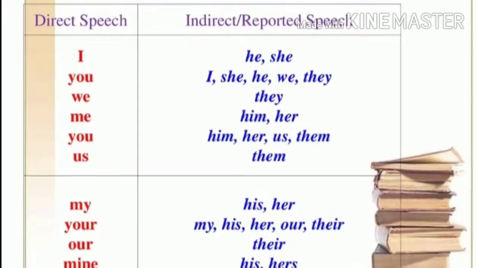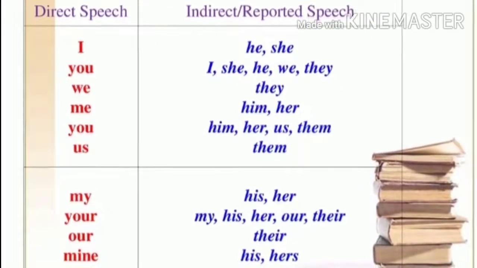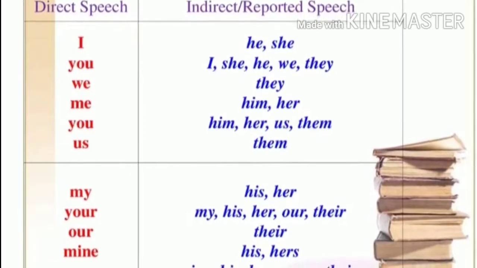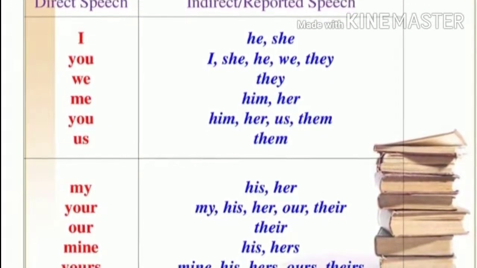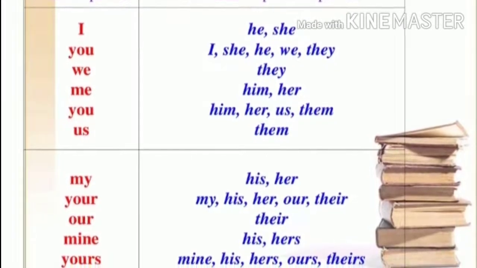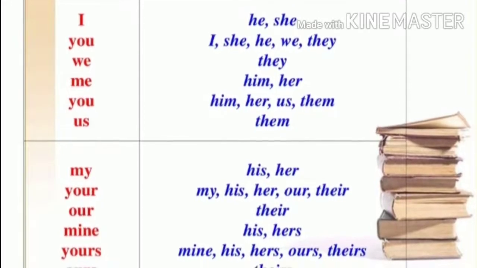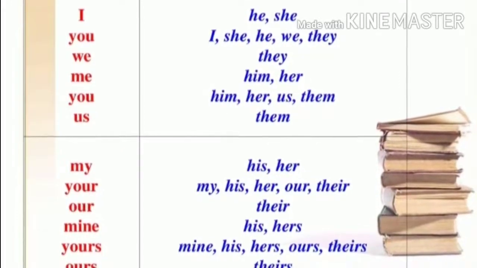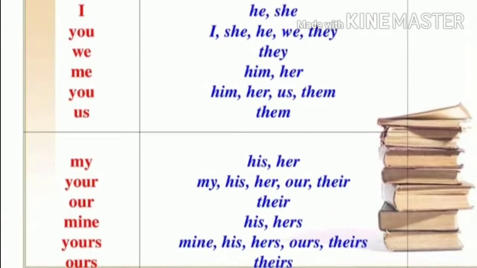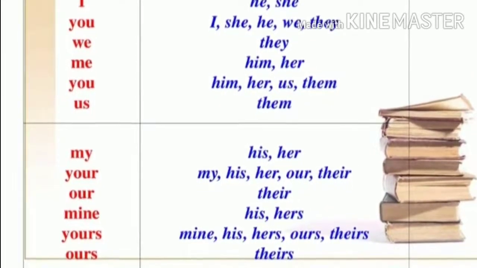Us will be changed to them. My will be changed to his or her. Your will be changed to my, his, her, our, their according to the sentence. Alright, our will be changed to their, mine will change to his, hers, and yours will be changed to mine, his, hers, ours, theirs. Alright students, hope it's very clear to all of you how to change the pronouns.